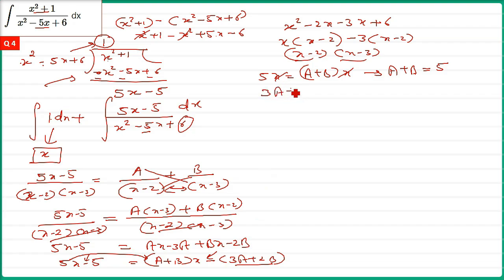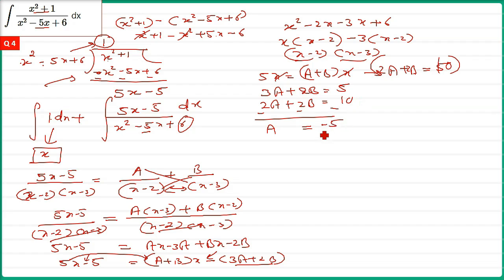3a plus 2b will be equal to 5. Now a equals 5 minus b you can write, or b equals 5 minus a. Or rather you can multiply it by 2. So when you multiply, you get 2a plus 2b equals 10. Now you can subtract these two. So when you subtract, 3a minus 2a is a, 2b and 2b get cancelled, 5 minus 10 is negative 5.